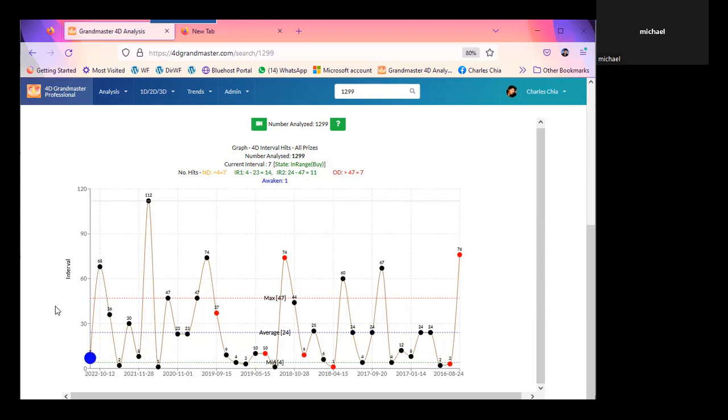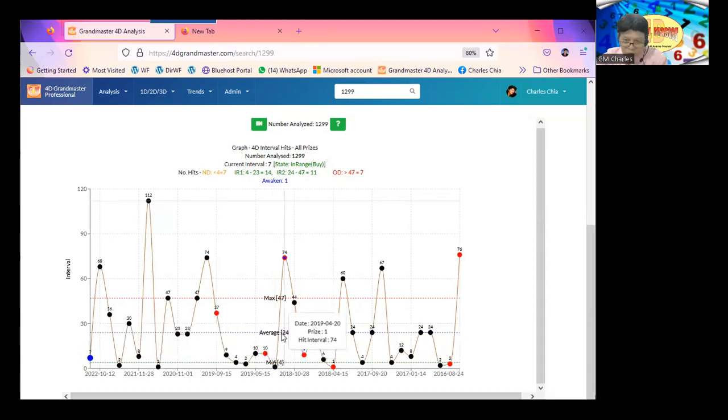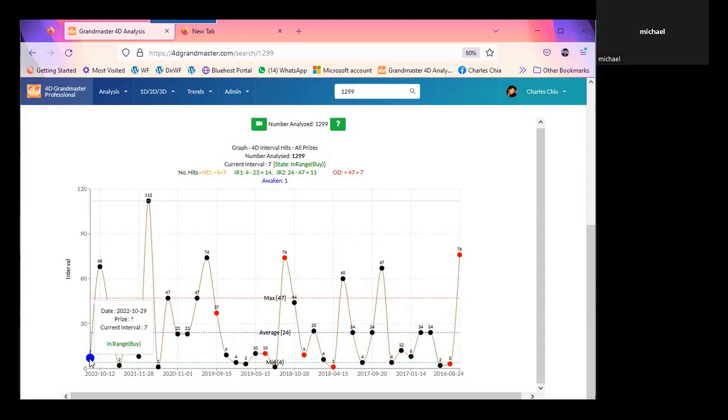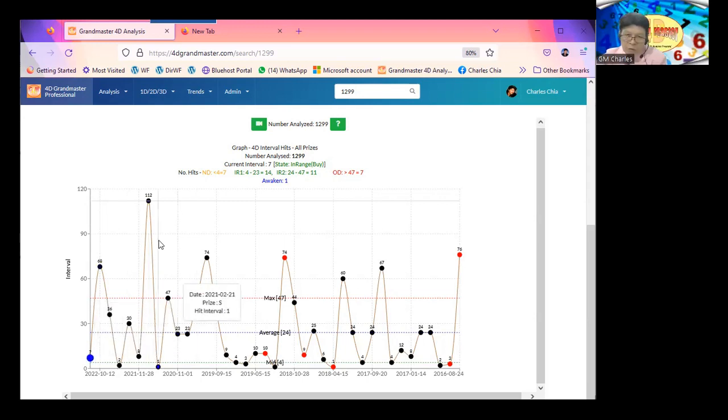IR1. Right? Because it is between minimum 4 to 24. Now the interval is 7, so it is 3 more draws to get to the top. IR1. In fact, if you look at this set of data here, it tells you a lot of things about this number. Current interval is 7, in range, recommended buy.